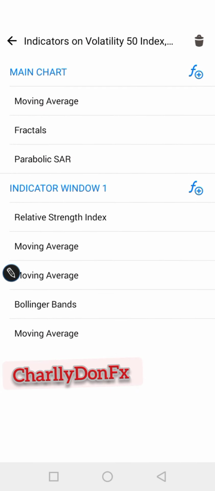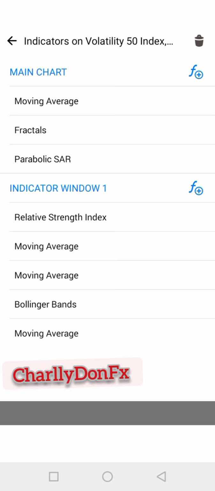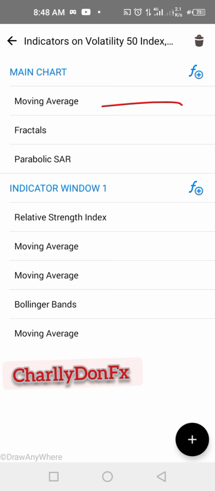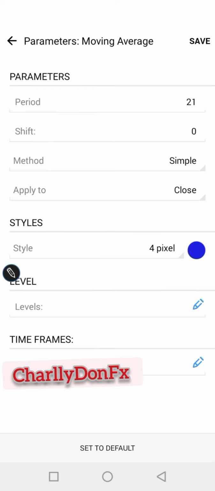And I will share the settings with you guys once again. So in the main chart we have our moving average. This is our moving average. The period is 21, shift 0, method simple, apply to close. Here I'm using a 4 pixel style, and you use the color of your choice.